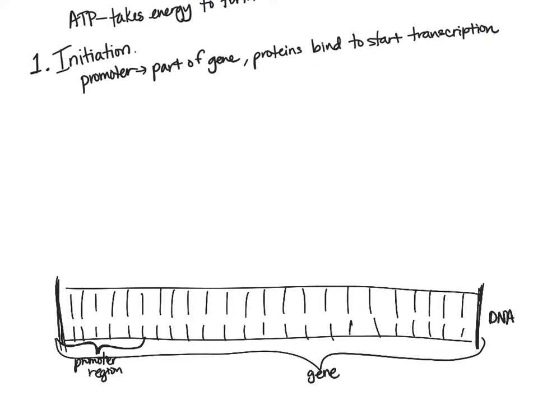In this promoter region, this is where our proteins are going to bind. Not only is it where the proteins bind to start transcription, it also regulates when the RNA is made, or not made.